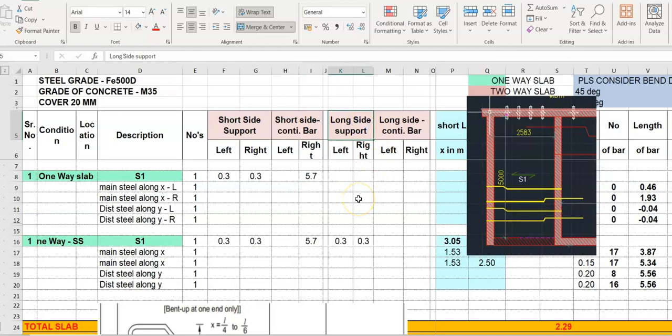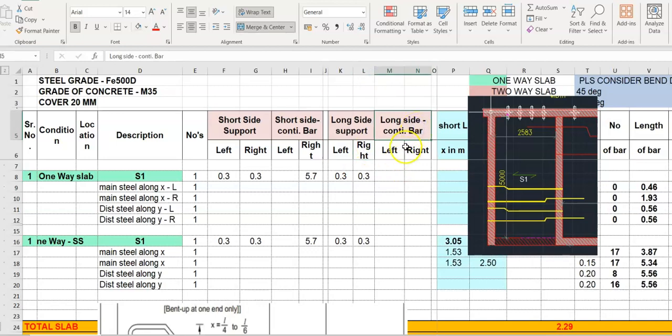Now long side support, left, right. This is the long side. This left, this right. Left side support 0.3, right side support 0.3. Long side continuous bar. Here is no slab. Blank these fields.